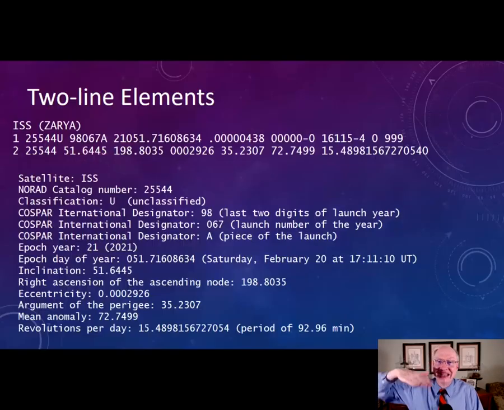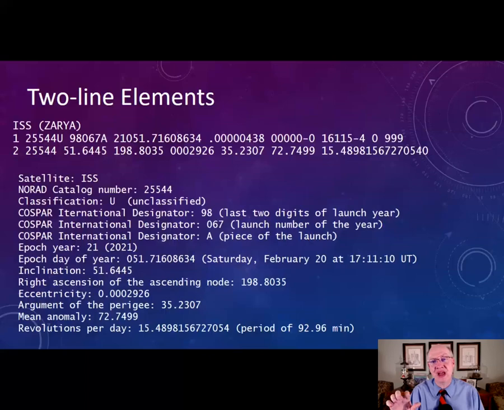51.6445, that's the inclination of the orbit. So the International Space Station is inclined by about 51 degrees. The other important numbers are the right ascension of the ascending node is about 198.8 degrees. The eccentricity of the orbit is 0.0002926.